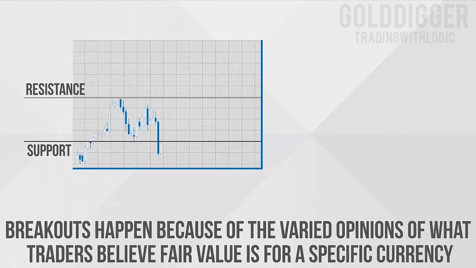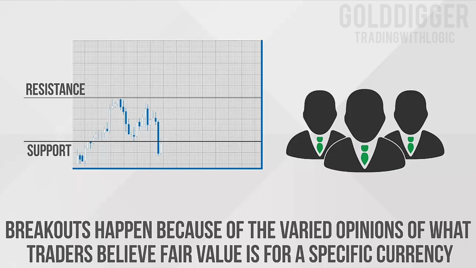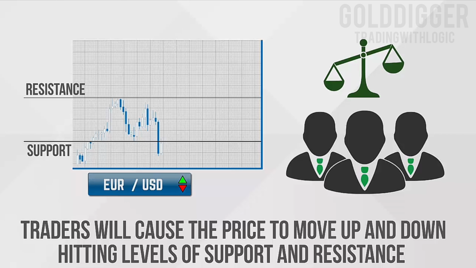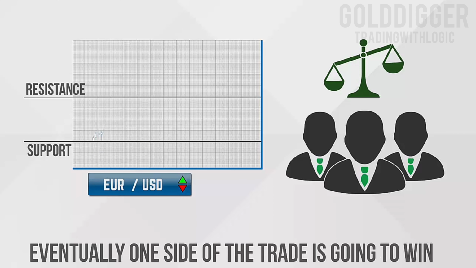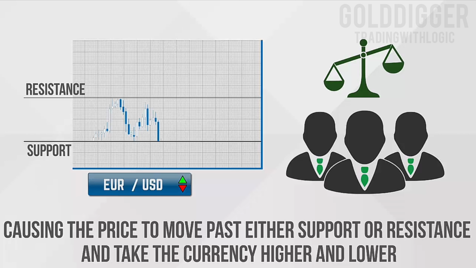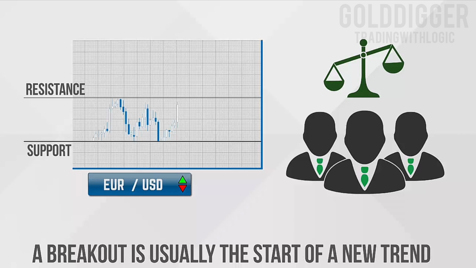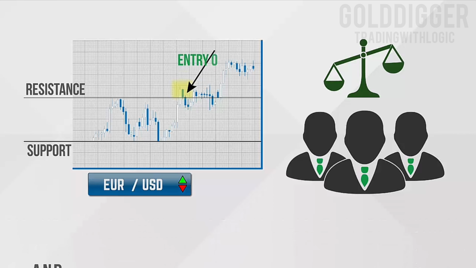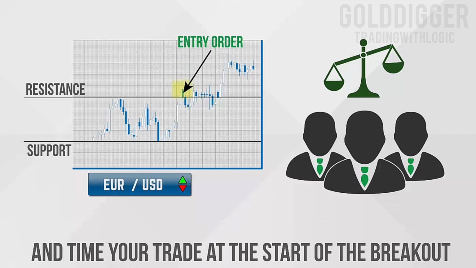Breakouts happen because of the varied opinions of what traders believe fair value is for a specific currency. Traders will cause the price to move up and down, hitting levels of support and resistance, but eventually one side of the trade is going to win, causing the price to move past either support or resistance and take the currency higher and lower. A breakout is usually the start of a new trend. The key to profiting on a breakout is to use technical analysis to predict when a breakout is going to occur and time your trade at the start of the breakout.